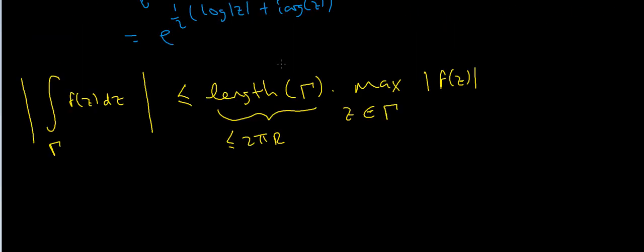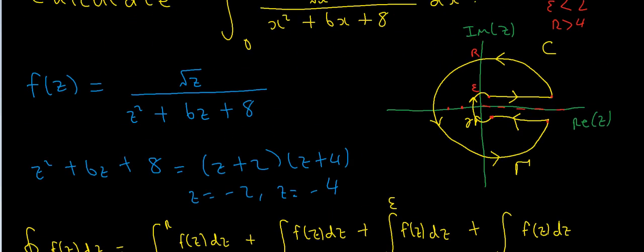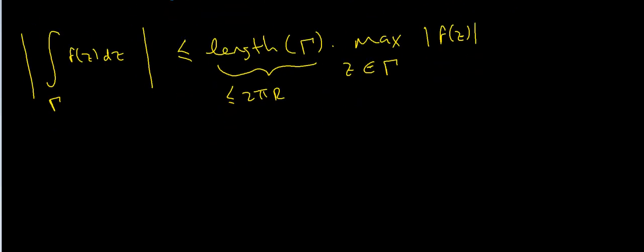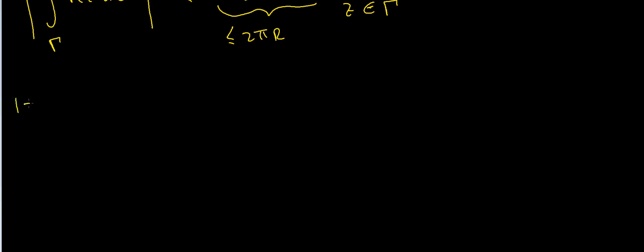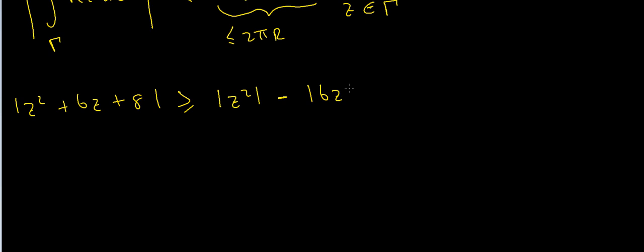But what about this? Well, my function f of z, let's see if I can do any bounds there. I might remind you that my function is this. So how can I find some sort of upper bound on this function? Well, let's look at the denominator first. If I look at the modulus of z squared plus 6z plus 8, well, the reverse triangle inequality says that I can bound that from below in the following way. That's greater than or equal to mod of z squared minus the modulus of 6 times z minus the modulus of 8. So I've just split that into the moduli of the individual terms.